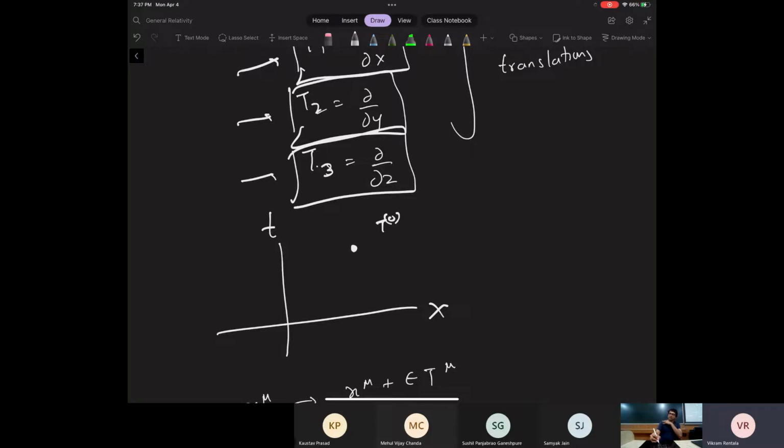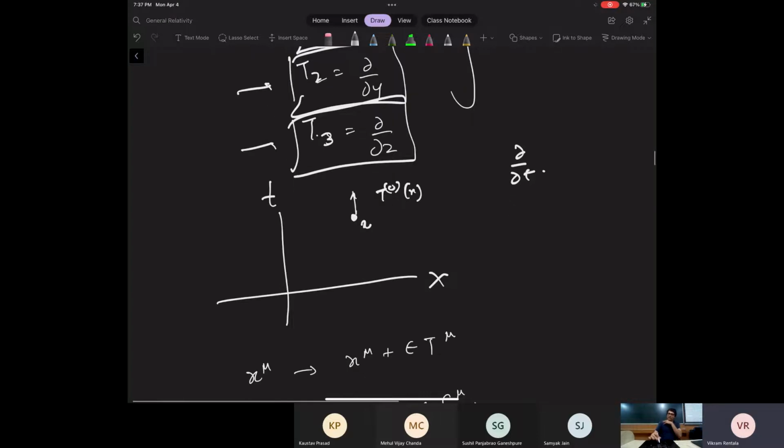Okay. T0 evaluated at the point x. What is T0 evaluated at the point x? It's partial t. That is, it's a vector which points along the time direction. Now, we've said that this vector pointing along the time direction generates an infinitesimal diffeomorphism in that direction.